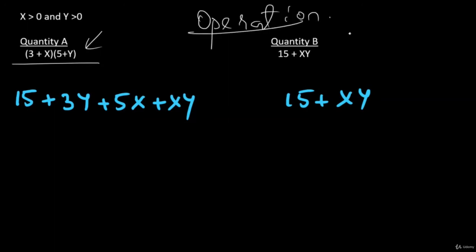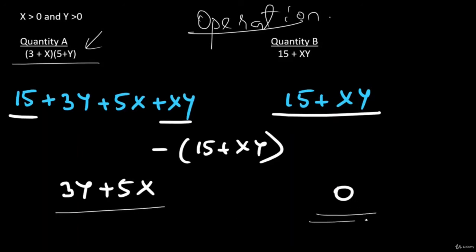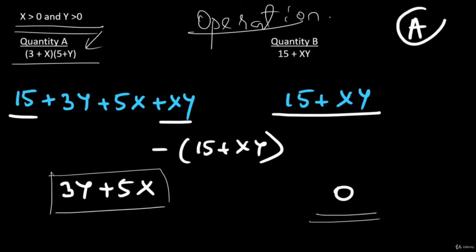Alright, now let's do operations on the quantities. Now over here you can notice that on quantity A and quantity B, you have 15 plus xy, right? So let's subtract 15 plus xy from both the quantities. Now quantity A becomes 3y plus 5x and quantity B will become 0, right? Now again, clearly you can see that quantity A will be greater than quantity B because this term over here has to be greater than 0 because x and y are greater than 0 as per the question stem, right? Therefore, the correct answer to this question is option A.